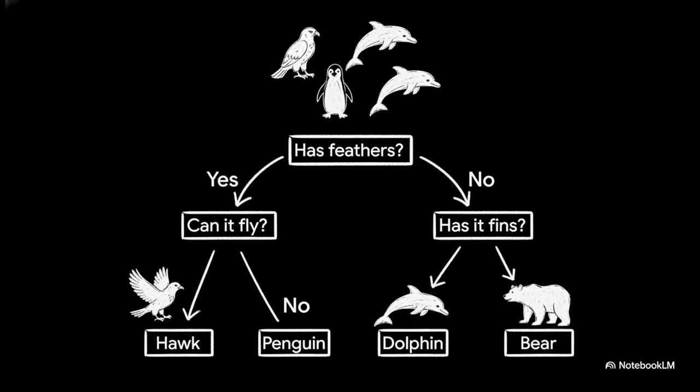So let's trace the logic, right? We start with a big, broad question. Does it have feathers? If the answer is yes, well, now we're down to just two options, a hawk or a penguin. So our next question is obvious. Can it fly? But what if the answer to that first question was no? Then we go down a totally different path, and we might ask, okay, does it have fins to tell the difference between a dolphin and a bear? See how that works? Every single question just slices our list of possibilities.